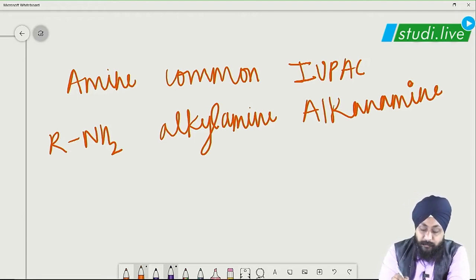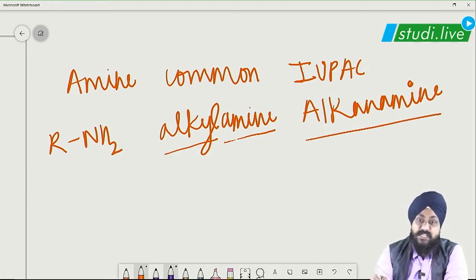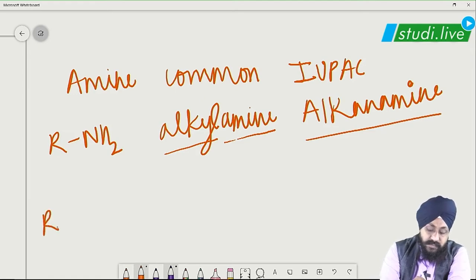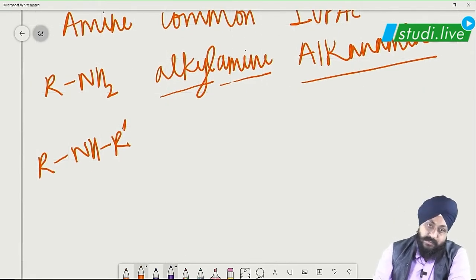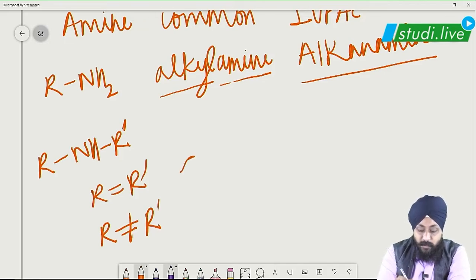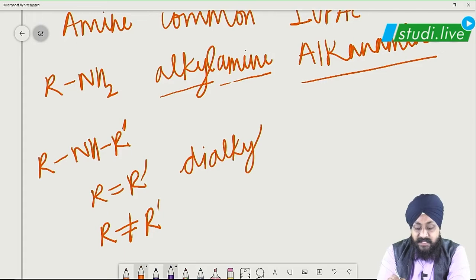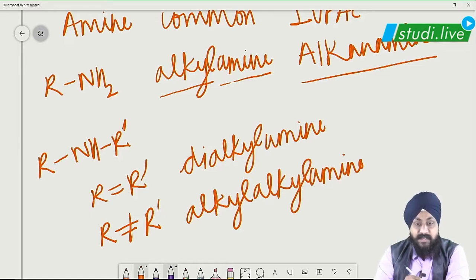Alkyl amine is obtained by prefixing the alkyl group to amine, and alkane amine is obtained by replacing the E of alkane by amine. Now students, here there is going to be your secondary amine. In secondary, there are going to be two cases. If R is equal to R dash, and if R is not equal to R dash. So here you call it dialkyl amine, and here it is going to be your alkyl alkyl amine.